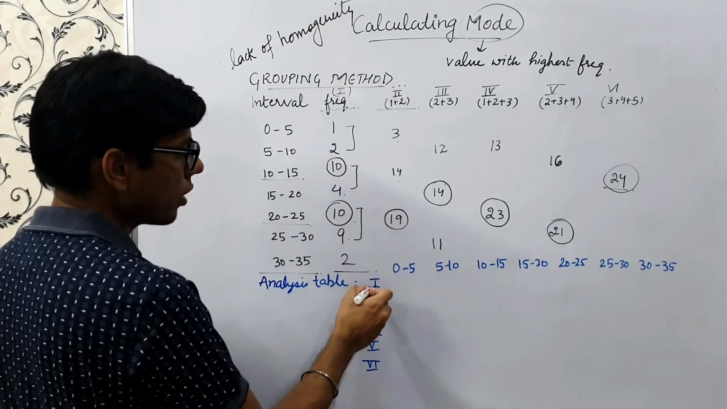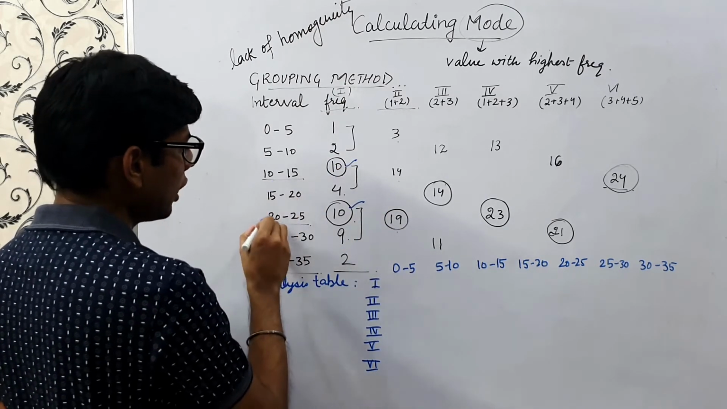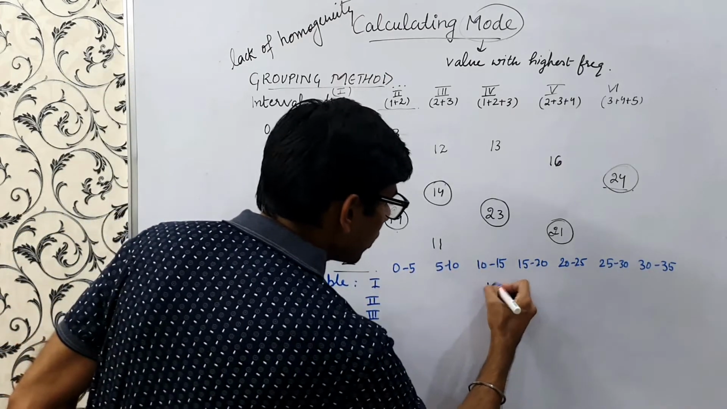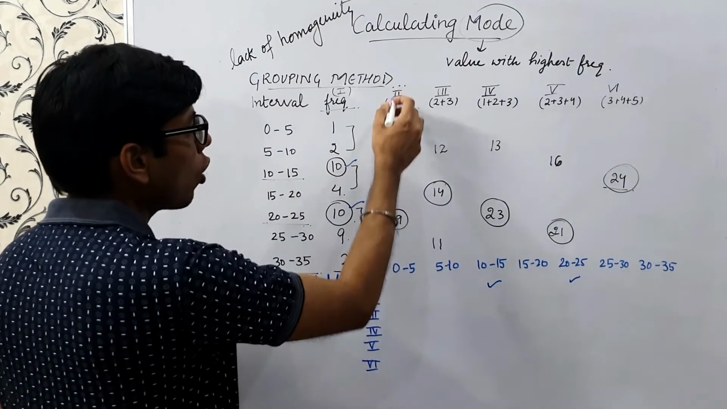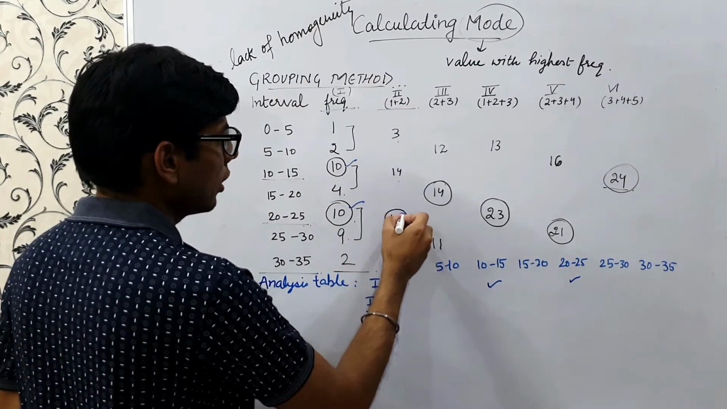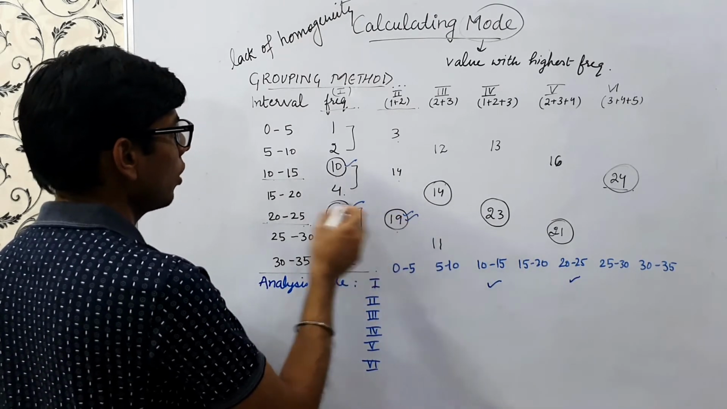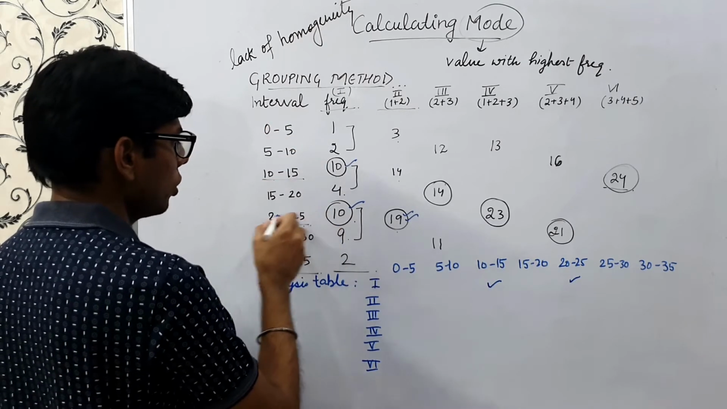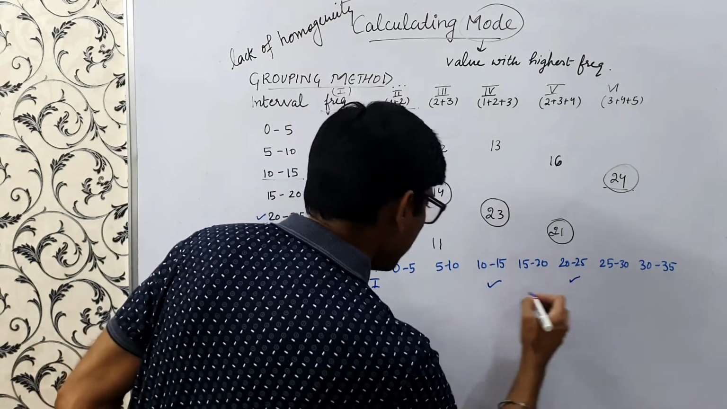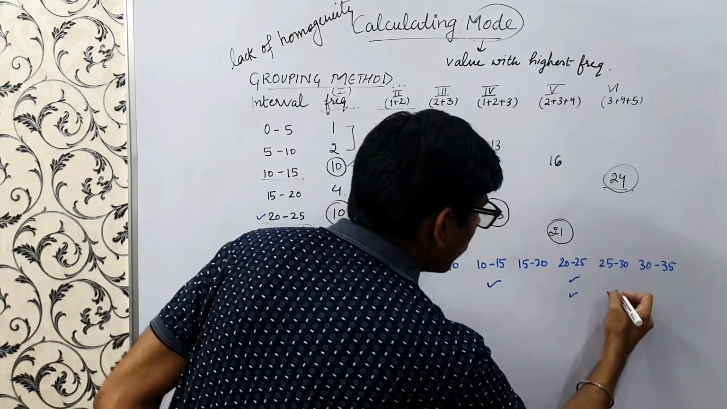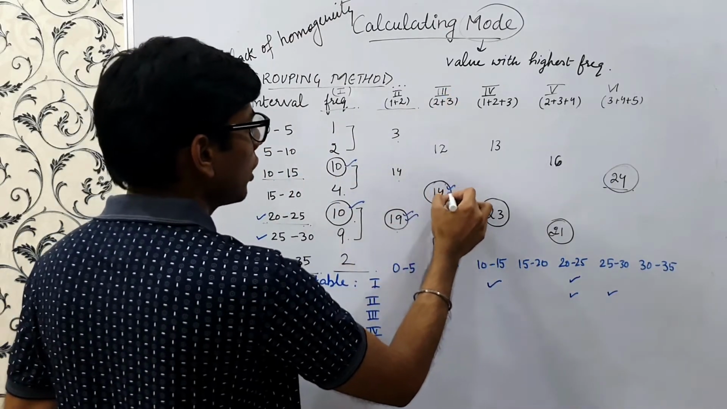So let me explain. In first we have these two highest frequencies, 10 and 10, and it corresponds to 10 to 15 and 20 to 25. So 10 to 15 just tick, and 20 to 25 just tick. So in second column the highest frequency is this 19, and it corresponds to which interval? So find that. So this is 20 to 25 and 25 to 30.